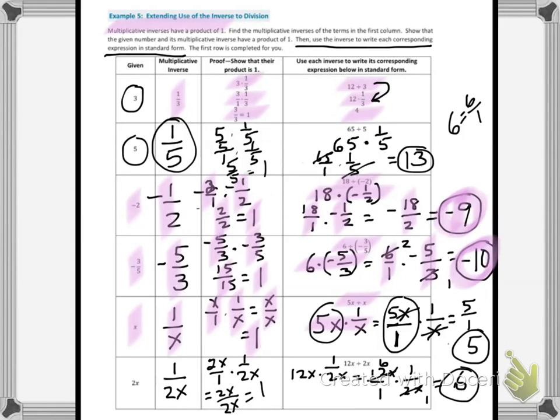So there we go. We have 5x over 1 times 1 over x. And if you did a little cross cancellation here, you could cancel out both x's, okay? And then you have just 5 times 1 is 5. 1 times 1 is 1, and therefore our answer is 5.